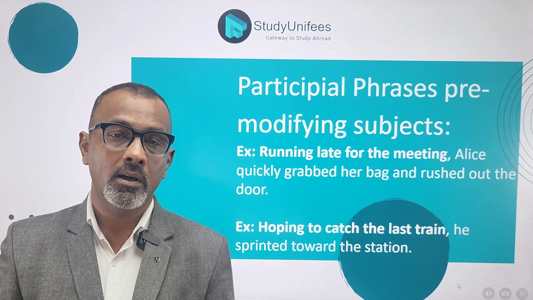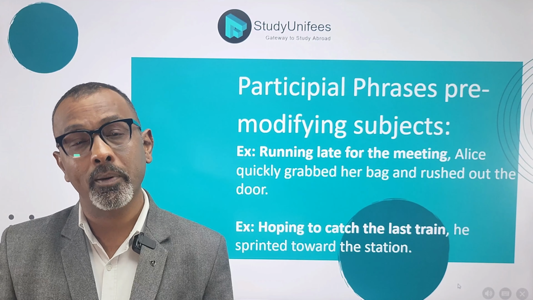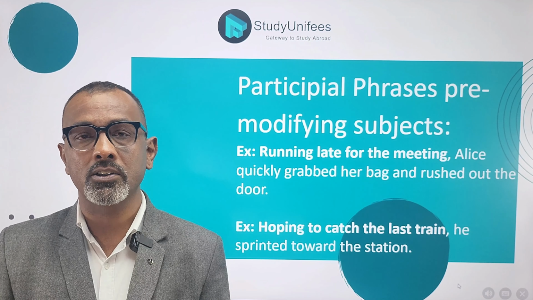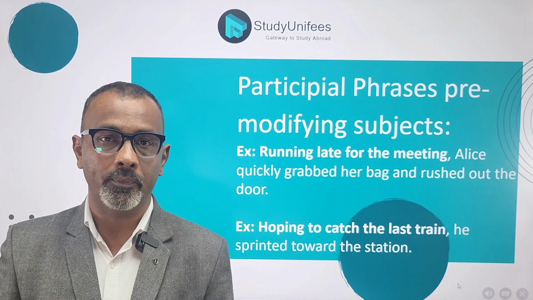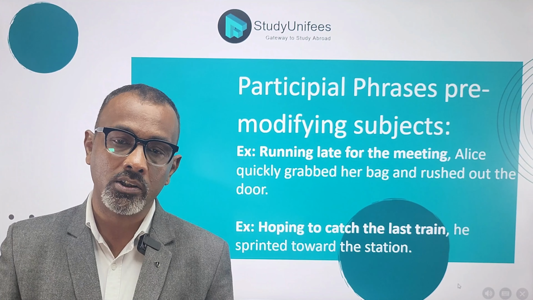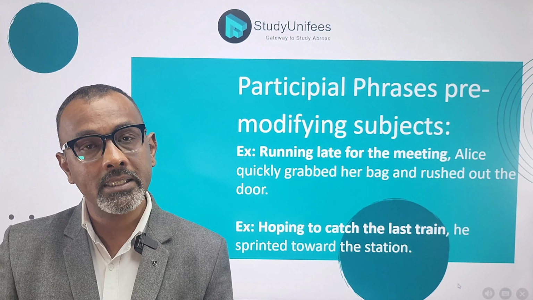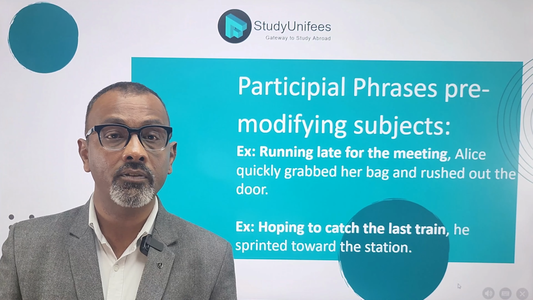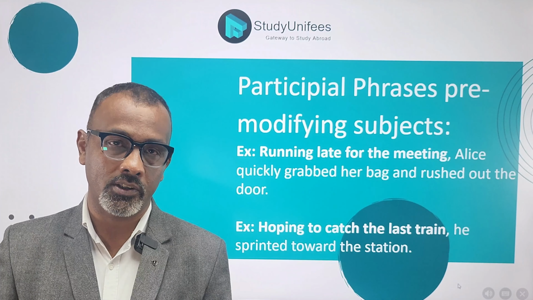Participial phrases begin with the present participle, the ing, or with the past participle. These are basically two examples of the present participle being used to describe a subject. In the first example, the independent clause is Alice quickly grabbed her bag and rushed out the door. The participial phrase running late for the meeting describes Alice because Alice is running late for the meeting. This kind of participial phrase also enriches your sentence.